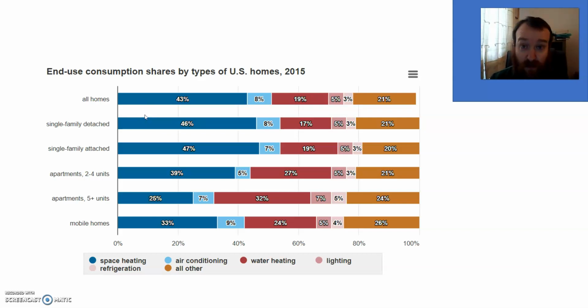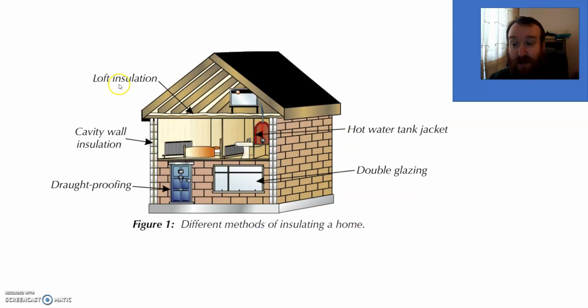So this week's remote learning is going to be a research task on some of the ways we can make our homes more efficient. Okay, so here's a picture of a house. I've got loft insulation, cavity wall insulation, draught-proofing, hot water tank jacket, and double glazing. Okay, these 5 methods you need to know about. You need to know these 5 different ways we can make homes more efficient and reduce the energy losses.